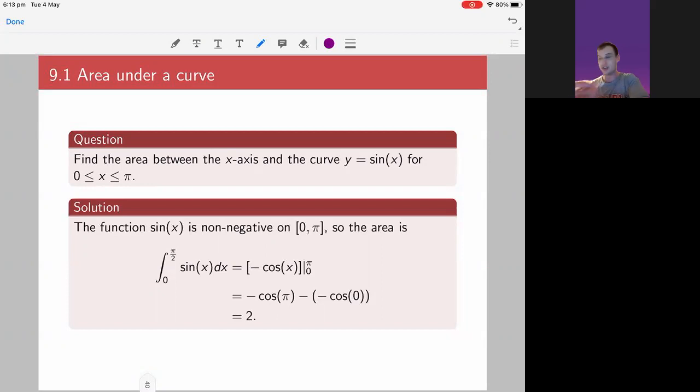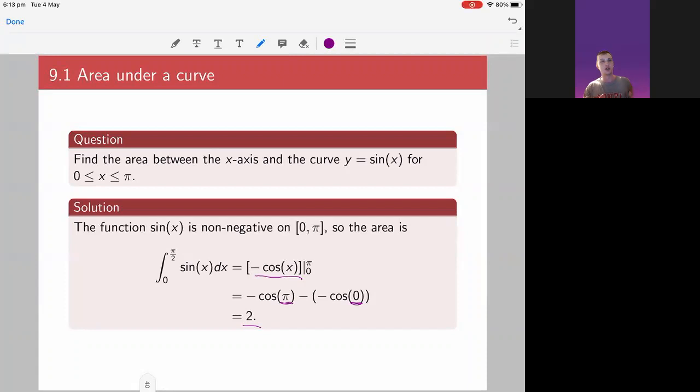We have to find an antiderivative. We've said an antiderivative is minus cosine of x. We have to evaluate that antiderivative at pi and subtract the evaluation of that antiderivative at 0. We end up with 2. So this is exactly what you'd expect.